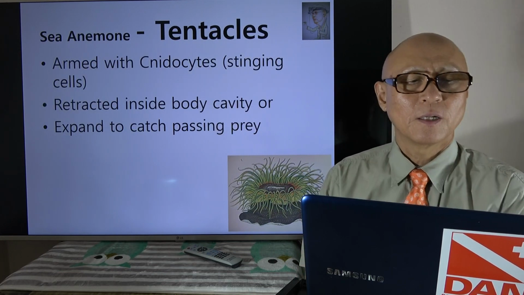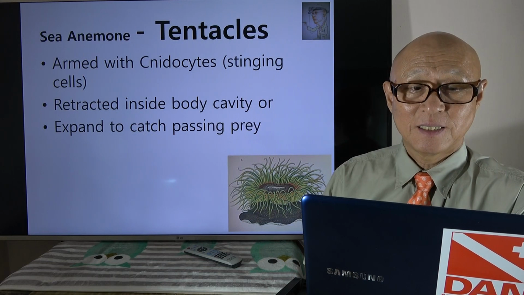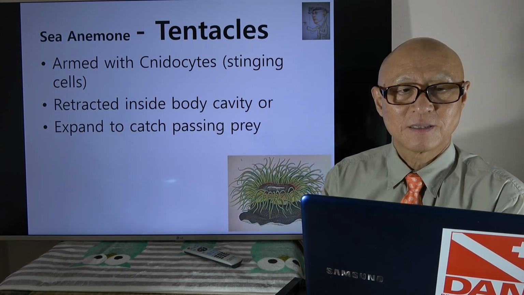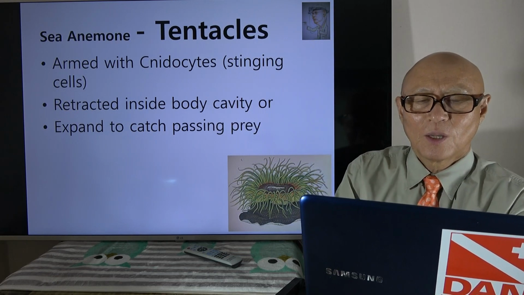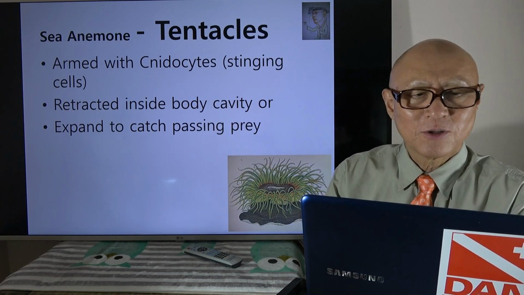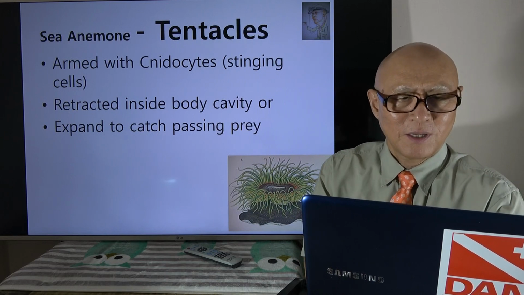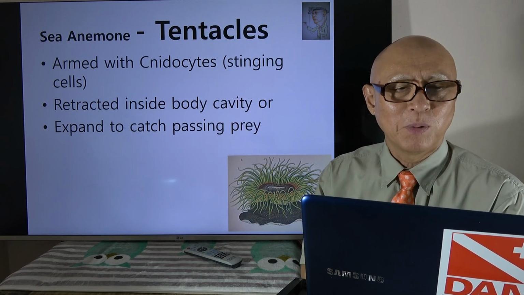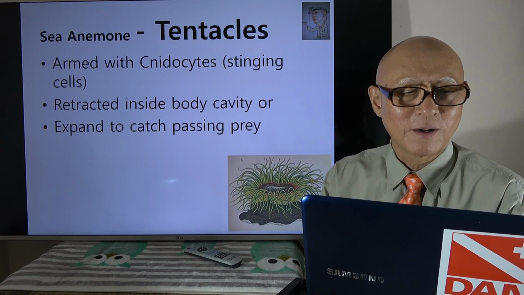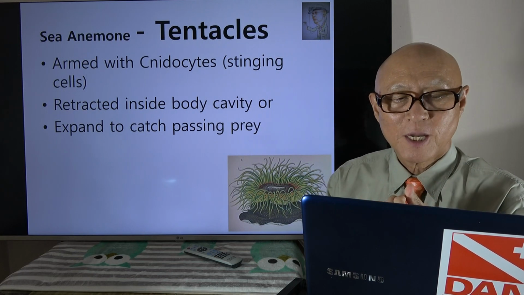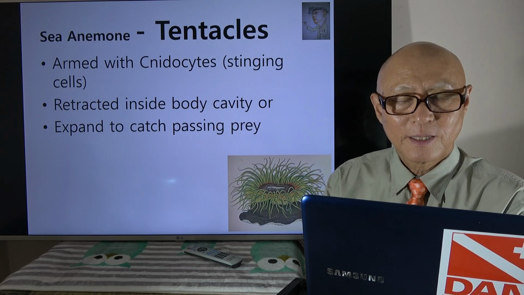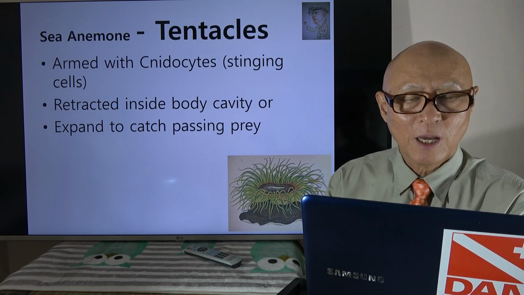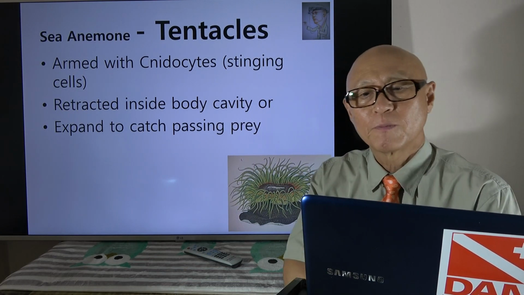They are armed with cnidocytes, stinging cells. I don't know why they make English so difficult. Can't you just make it simple, like stinging cell, which is better. They can retract the tentacles inside, and then they expand out to catch passing prey.